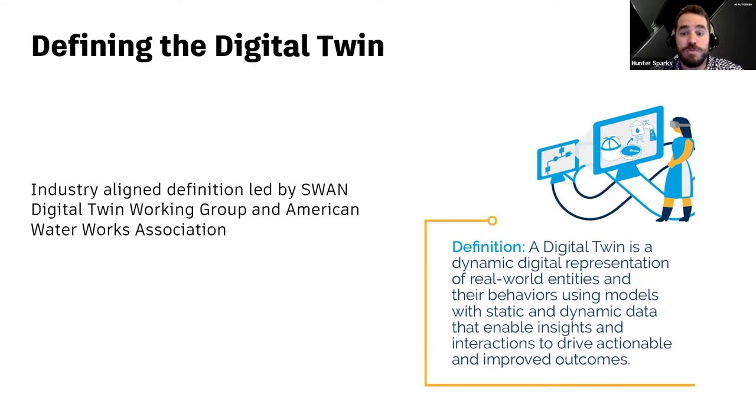And so just to jump right in, SWAN and AWWA define digital twin as a dynamic digital representation of real-world entities and their behaviors using models with static and dynamic data that enables insights and interactions to drive actionable and improved outcomes. As you can see, as I stumble over those words, it really is a mouthful. And Javi, you're on that council who helps come up with these definitions. So I'm really curious about why developing this digital twin definition was important, especially as we know that's everyone's favorite buzzword in the industry lately.